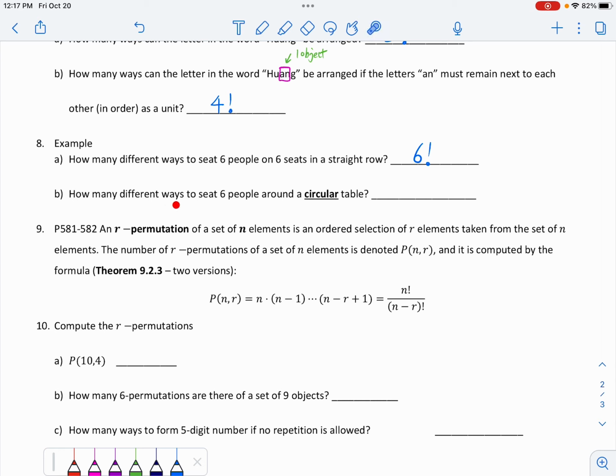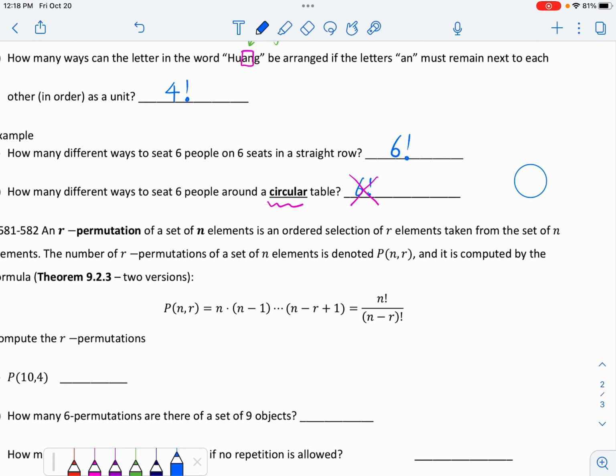Now, how many ways to seat 6 people around a circular table? So like this is a circular table, and we are going to seat 6 people around here. It may be very tempting to say 6 factorial, just like what you did earlier. However, this is incorrect. This is a little tricky. The reason is, if you think of 6 factorial, you're going to overcount.